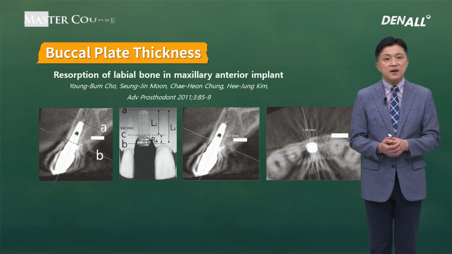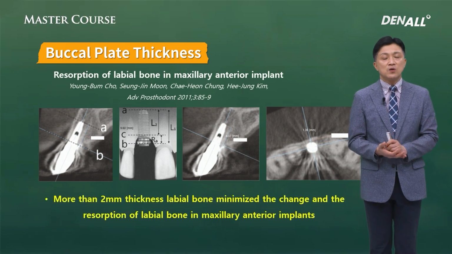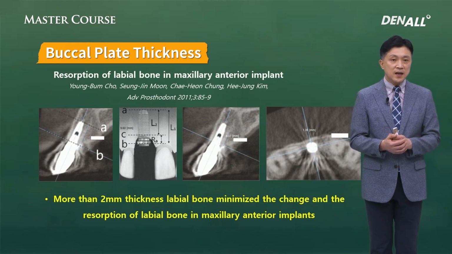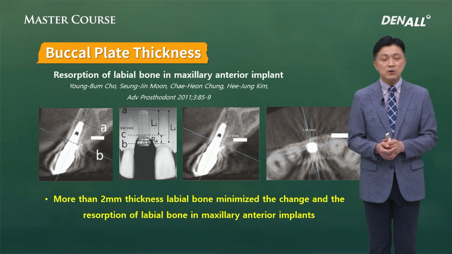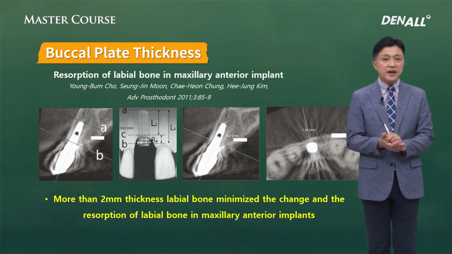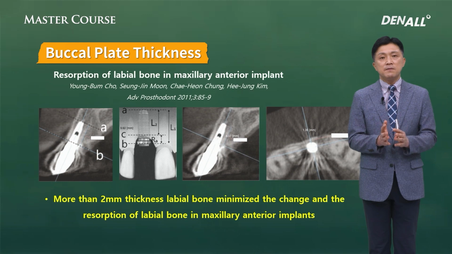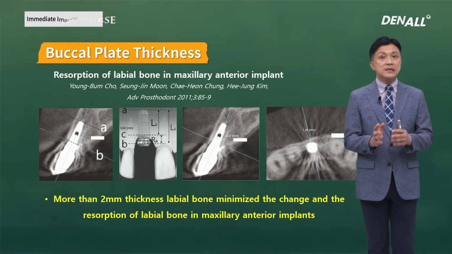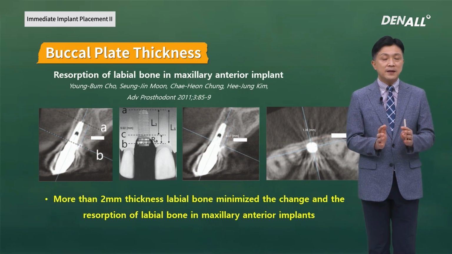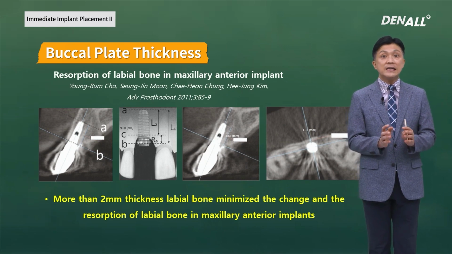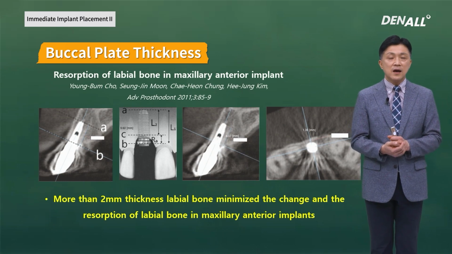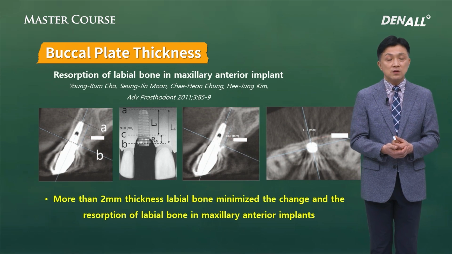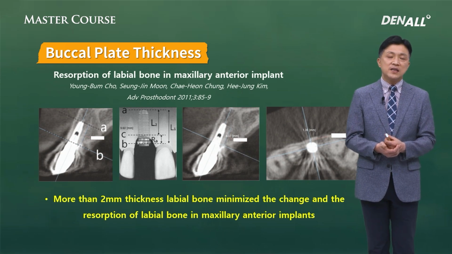This study was published in 2011. It needs to have at least 2 millimeters or above of labial plate to withstand remodeling or show minimal change. The ideal thickness of the labial plate is over 2 millimeters. If the labial plate thickness is over 2 millimeters, and once this is confirmed, gap management can be minimized or you can forego gap management.